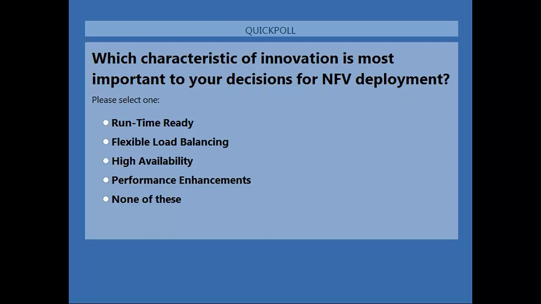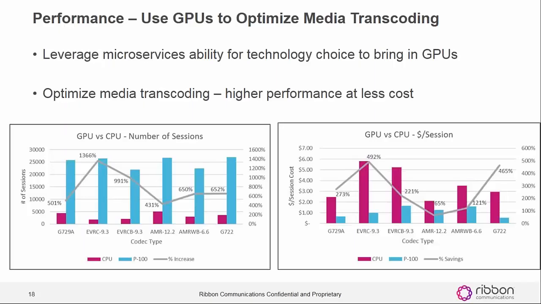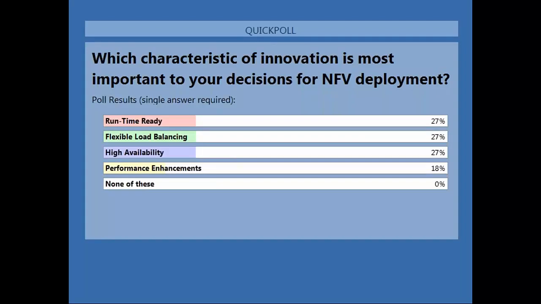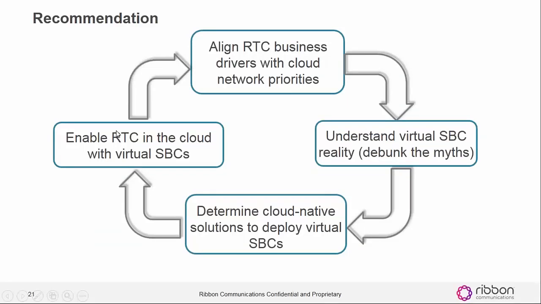We're looking at runtime ready and high availability at 30% right now, and flexible load balancing and performance at 20%. I want to say we were smart. We focused on problems that we thought were important to our customers, and those are the ones we've been addressing. And it seems like people are saying that all of these things are important. So with that, let me jump forward.